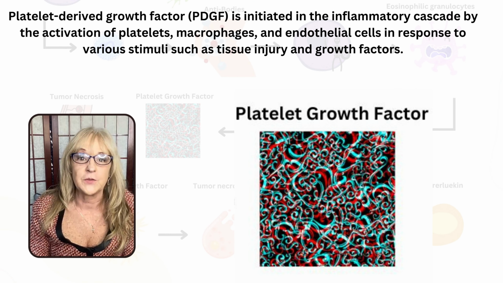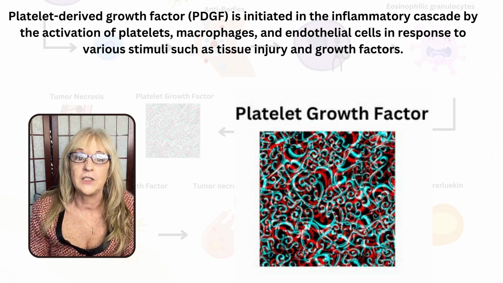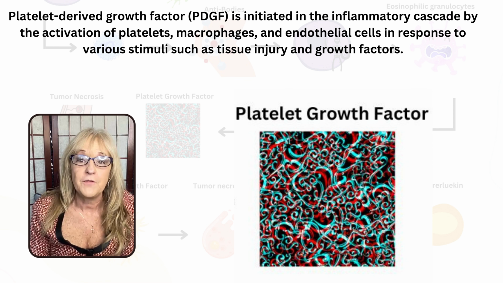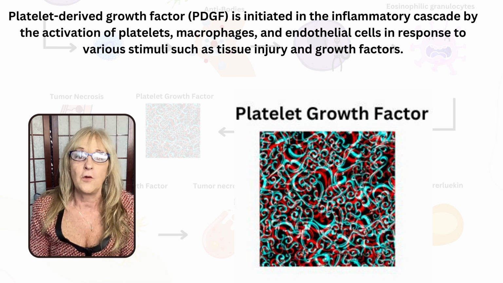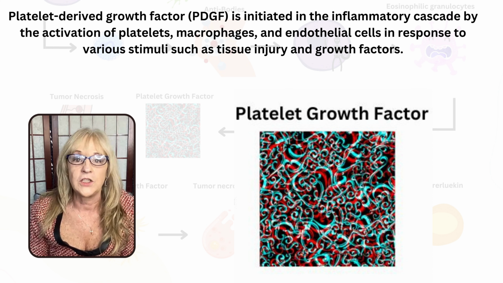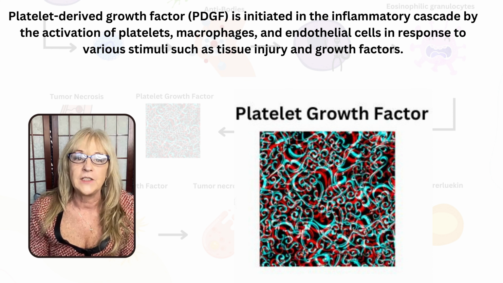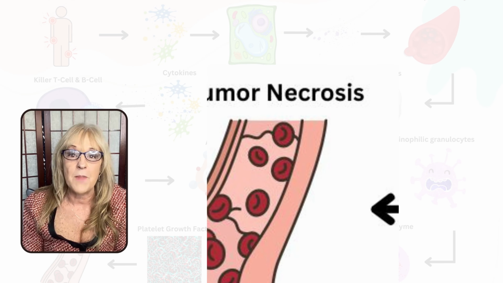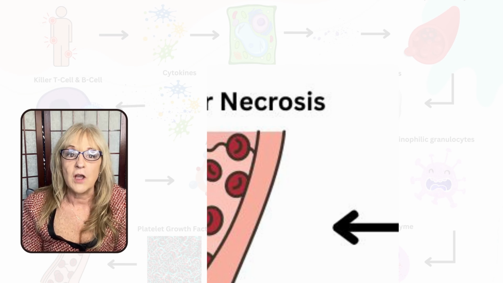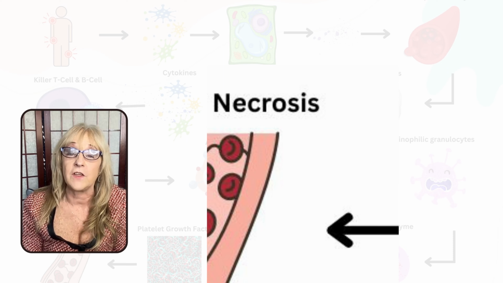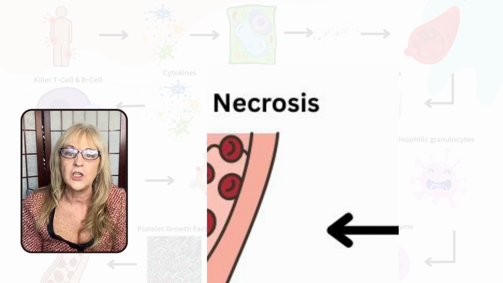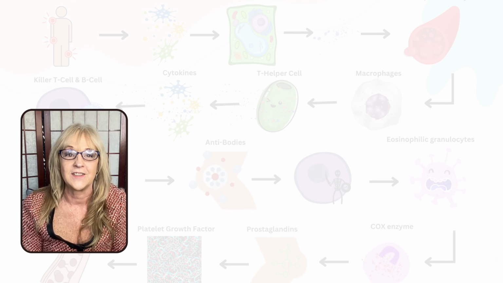Platelet growth factor is released by platelets in response to tissue injury or inflammation. Platelet growth factor stimulates the proliferation and differentiation of chondrocytes and osteoblasts, which are involved in the repair and regeneration of damaged tissue. Tumor necrosis factor is released by macrophages. It can cause destruction of tissues by promoting the production of inflammatory cytokines, activating immune cells like T cells and macrophages, and inducing the expression of enzymes that break down tissues.